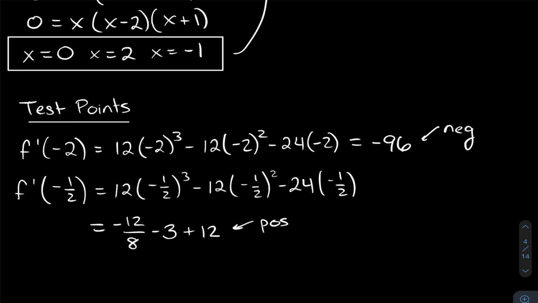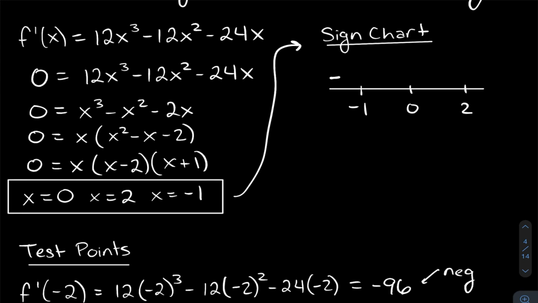How do I know that? Well, because this is like a negative 1 point something, okay? This is a negative 3. That's like negative 4 together, right? And 12 is much bigger than that. So I know this thing's going to be positive. And so now we're going to put a plus in between here.